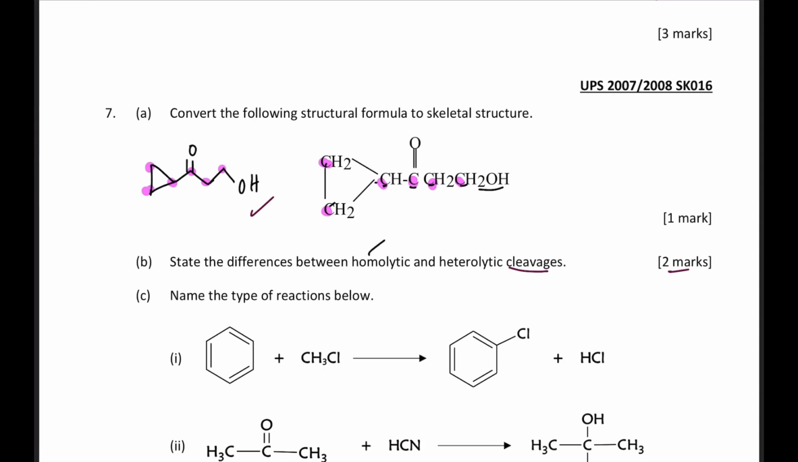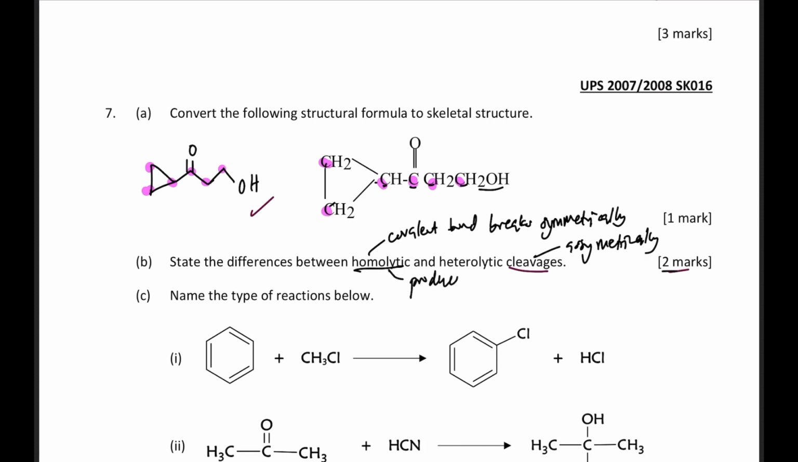That's for 1 mark. Okay, B. State the difference between homolytic and heterolytic cleavage. Ada 2 markah. So, yang ini dia covalent bond. Kita boleh buat table ya guys. Macam mana covalent bond breaks. Covalent bond breaks kalau homolytic symmetrically. Kalau yang ini breaks asymmetrically. Okay. So boleh buat table ya. Itu 1. Ada 2 markah.